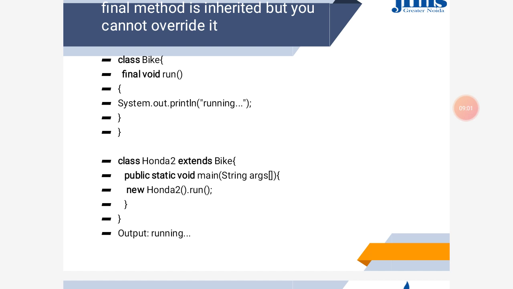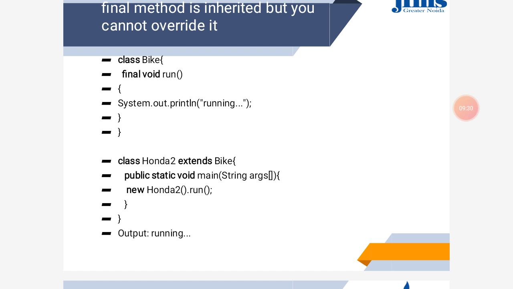A final method is inherited, but you cannot override it. What is the meaning of override? It means methods having the same signature, same name, and same number of parameters are overridden in the child class. But once you mention a method as final, overriding is not possible in inheritance.